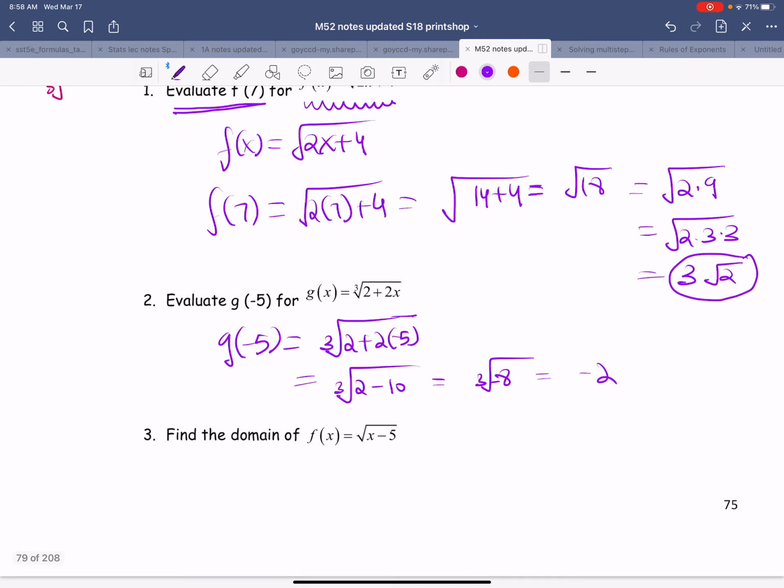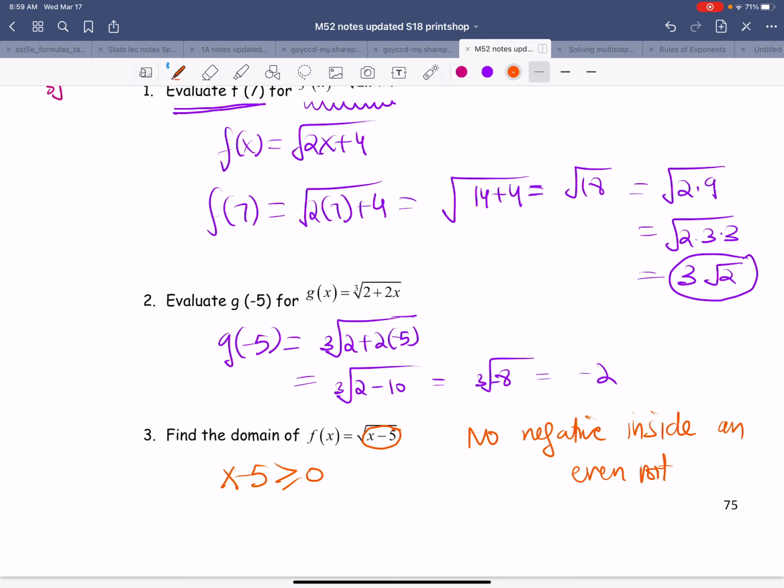Example number 3, find the domain of f of x equals square root of x minus 5. Okay, so it's a square root. We don't want to have a negative inside the square root. So whatever is inside the square root, we want this inside to be always greater than or equal to 0. Because we're dealing with an even root, no negative inside an even root, only then you will have the real output. If you have a negative inside the even root, your output would be not real. So those items will not be in the domain. So no negative inside the even root. No negative means greater than or equal to 0.